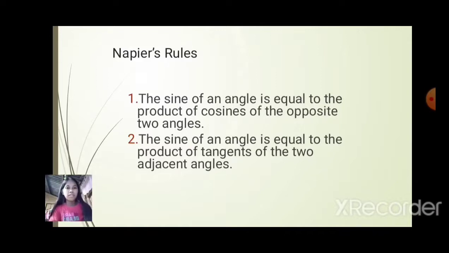Napier's rule. First, the sine of the angle is equal to the product of the cosines of the opposite two angles. Second, the sine of the angle is equal to the product of the tangents of the two adjacent angles.